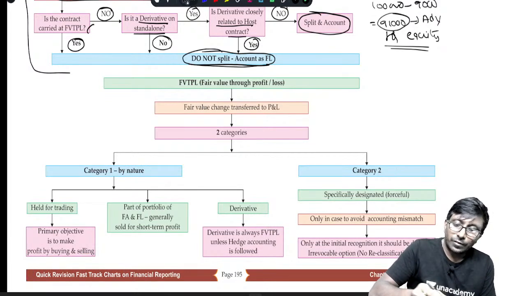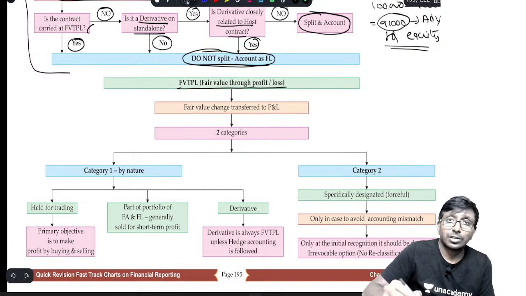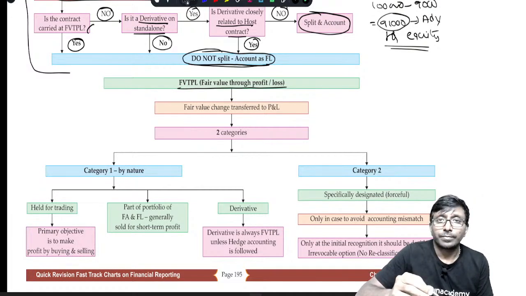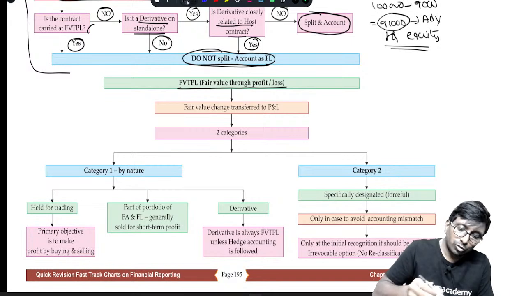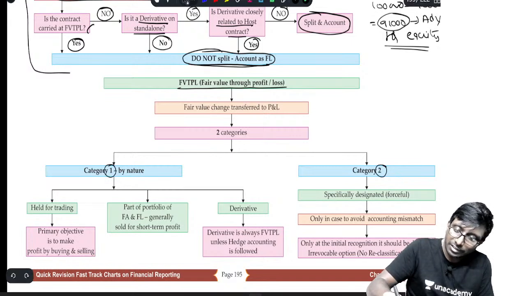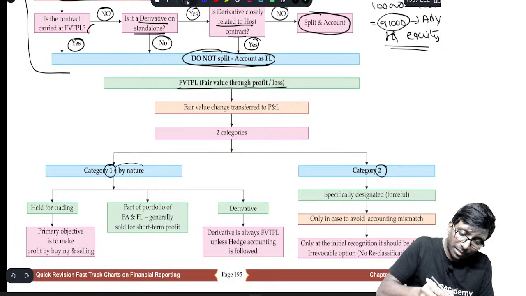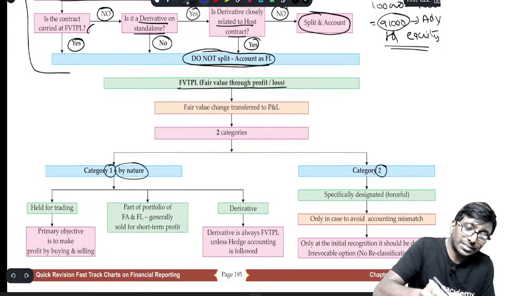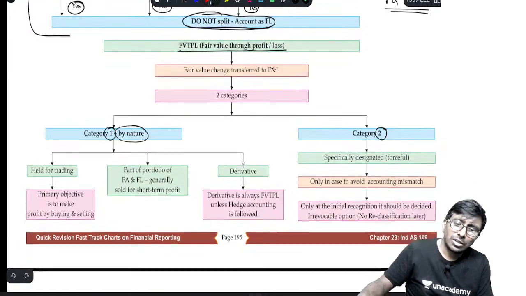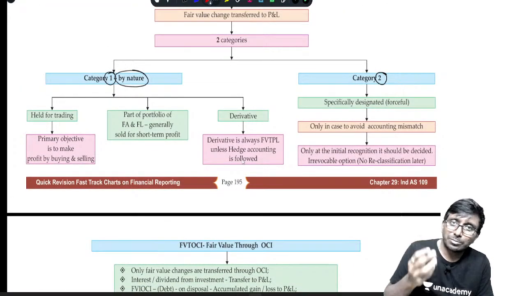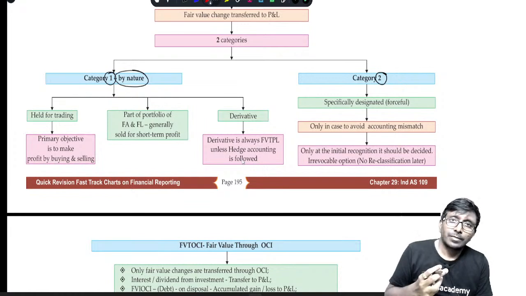FVTPL. What is FVTPL? Fair value through P&L. When do you classify? We'll see broadly FVTPL, Category 1, Category 2. Category 1, by its very nature, you are deciding it. What is by nature? By looking at the quality of the instrument, I mean, what is the purpose and nature of the instrument? I will decide. It is Category 1.